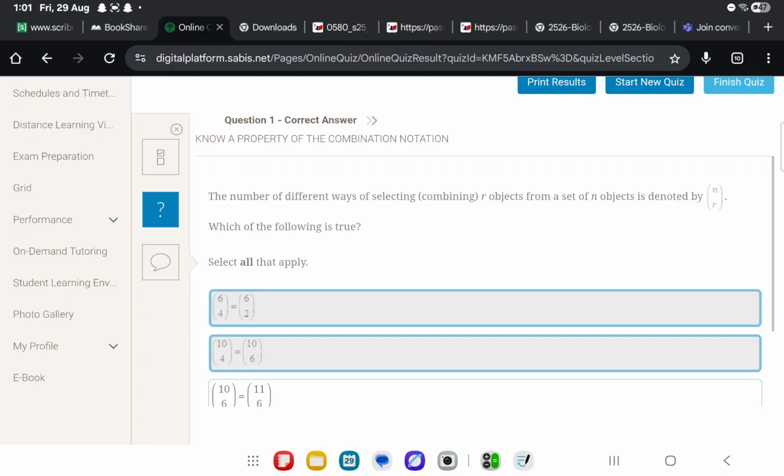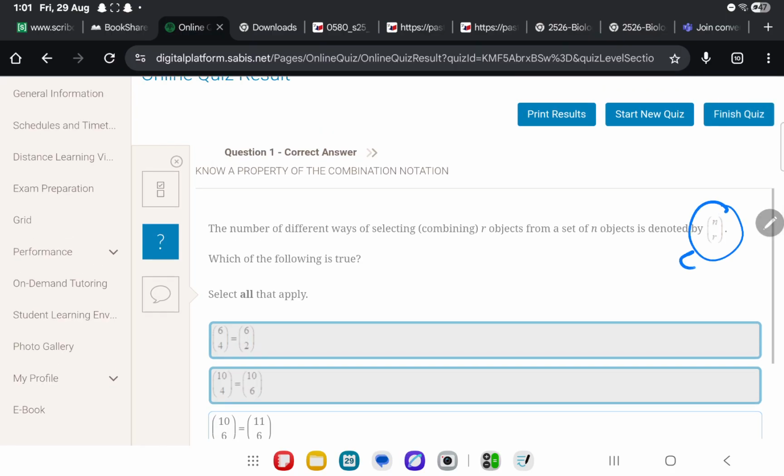So first we're going to start off with question 1, which is the different ways of combining r objects from a set of n objects, denoted by nCr. This we call nCr. Which of the following is true? Select all that apply. Now, for this one, I have a very easy trick for you.